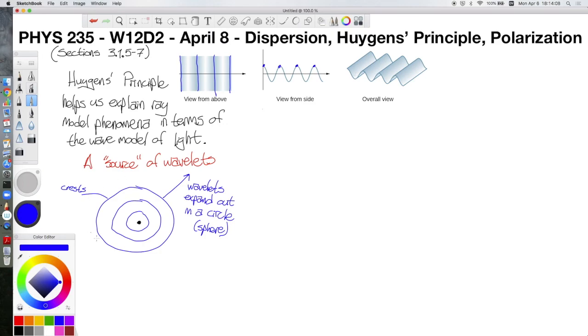So knowing what a source of wavelets is, just a location from which expand concentric spheres or circles of wave crests, we can now state Huygens principle.